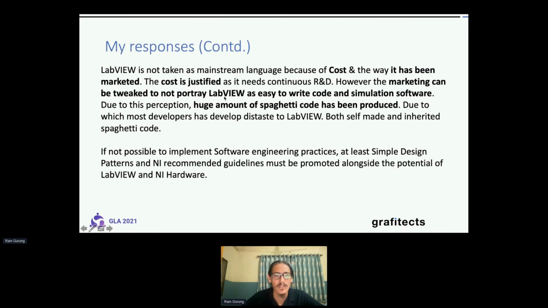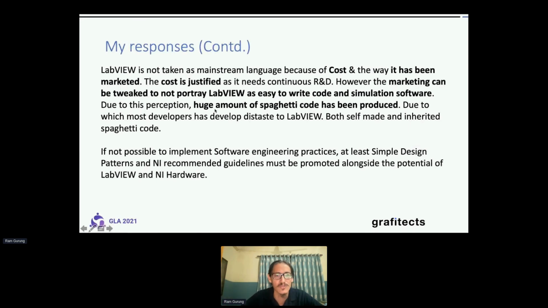So we know how much work goes into developing that software. But at the same time, marketing can be tweaked, because most of the time, we even had this discussion yesterday, LabVIEW has been portrayed as easy to write code and simulation software. They are not even promoting it as the actual IDE or development environment, but as a simulation software. That is how most of the people I encounter see it. And this is the perception.